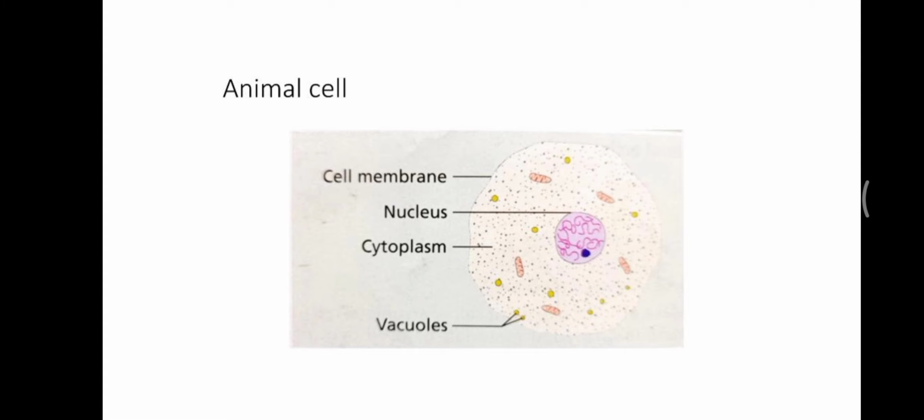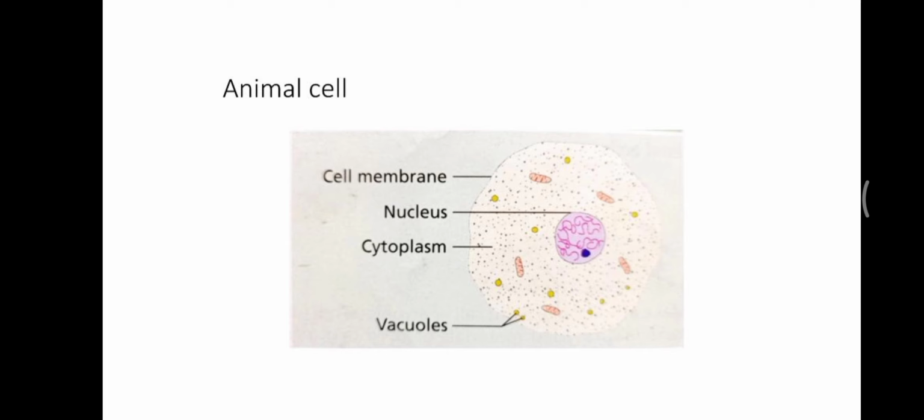Vacuoles in an animal cell are small and numerous and they contain food, water, waste materials and other substances. So this is the difference between the vacuoles of plant and animal cells: the plant cell contains only cell sap, but the animal cell contains vacuoles which have food, water, waste materials and other substances.